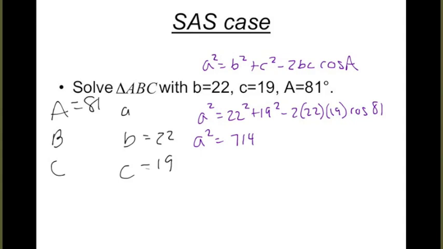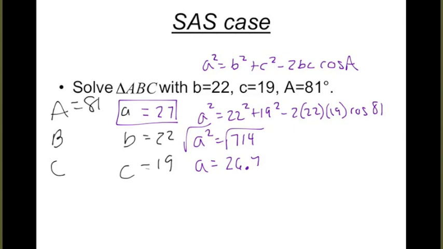And I got 714 and some more decimals after that, which would be a really big side to go along with 19 and 22. This is not our final answer yet. That's a squared. We need to take a square root of that. So I get about 26.7, and I'm just going to round that to 27. Questions on that part, because that's the new part for today?